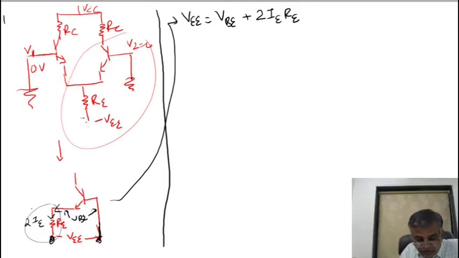This is for the first case we are discussing. What is the question first? When both V1 and V2 are grounded, find out IBQ, ICQ, VO1, VO2, VCEQ. For that I have shown this is ground. This voltage is always with respect to ground. Therefore, I have shown it like this.